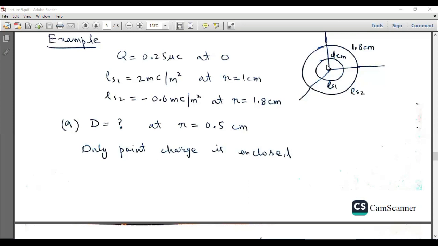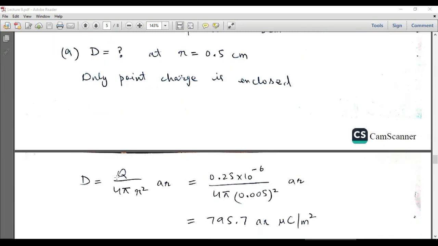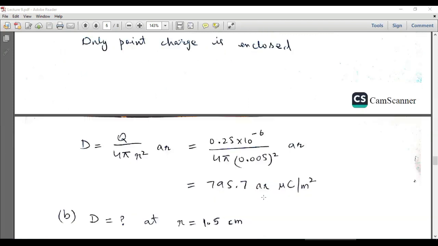So this will also be a spherical surface, and within this spherical surface only this point charge is enclosed, and these two surface charge densities are actually lying outside this spherical surface 0.5 centimeters. So we can calculate electric flux density D very easily, and we just have to consider the point charge which is enclosed in this spherical surface. So D is equal to Q over 4 pi r square. We are given Q and R is equal to 0.5 centimeters. So D can be calculated as 795.7 AR microcoulomb per meter square.